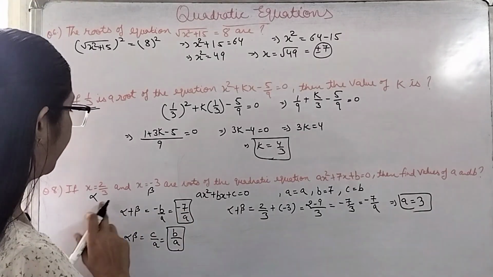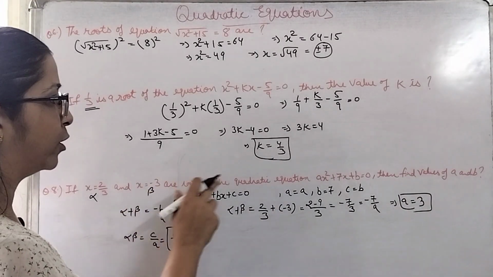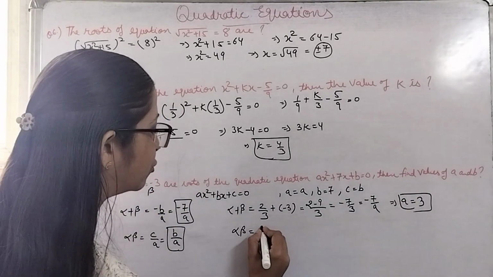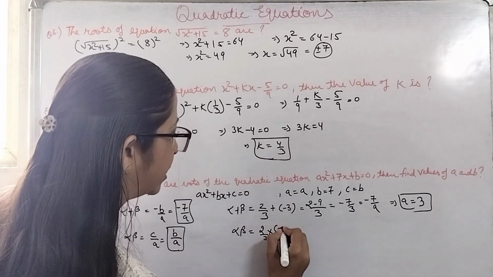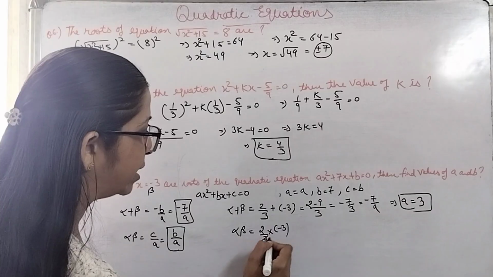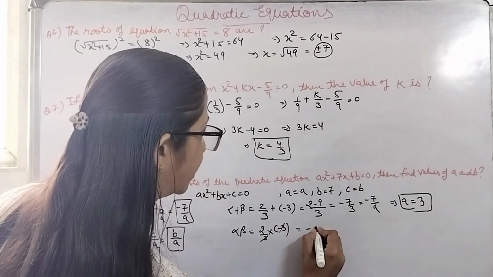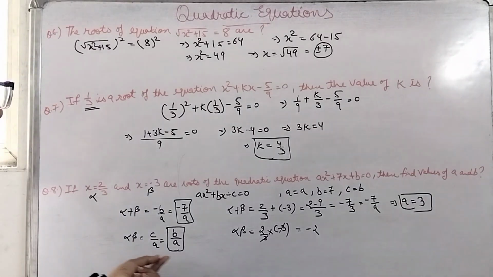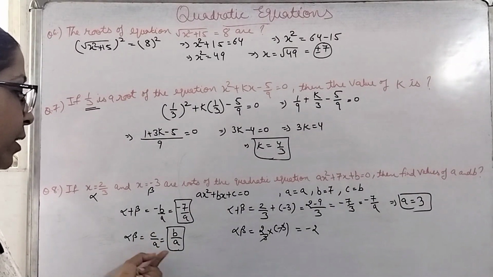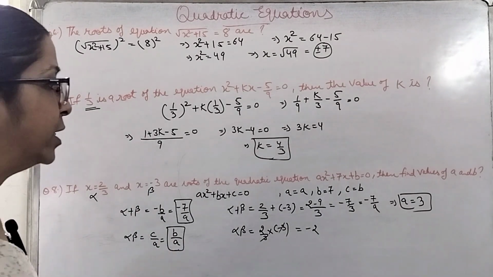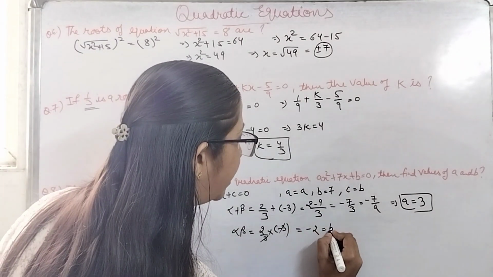Now here we will be multiplying these two roots of the quadratic equation, that is alpha beta. Value of alpha is 2 upon 3 and value of beta is minus 3. These 3's are going to cancel. So value of alpha into beta will be minus of 2. And this will be equivalent to b upon a, because product of the roots by the coefficients we have taken as b upon a.